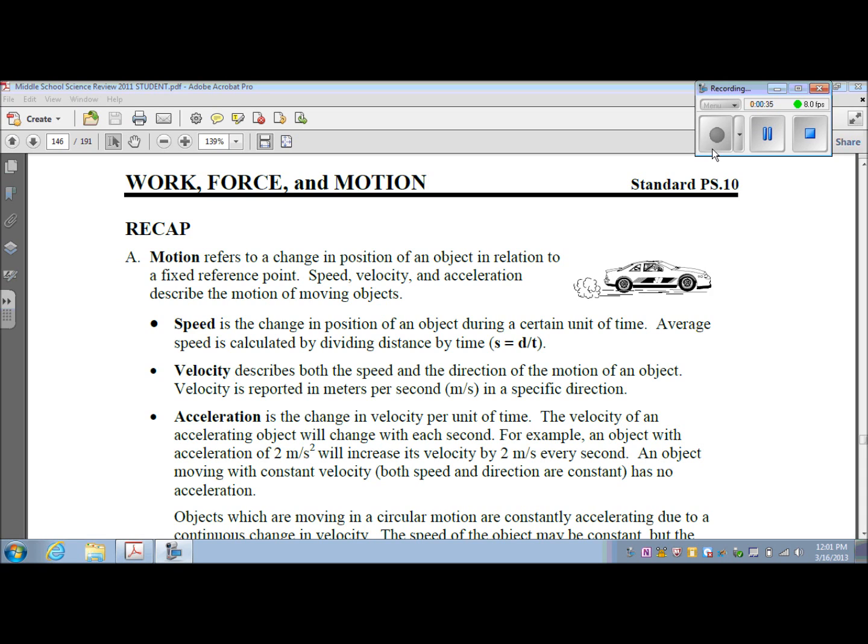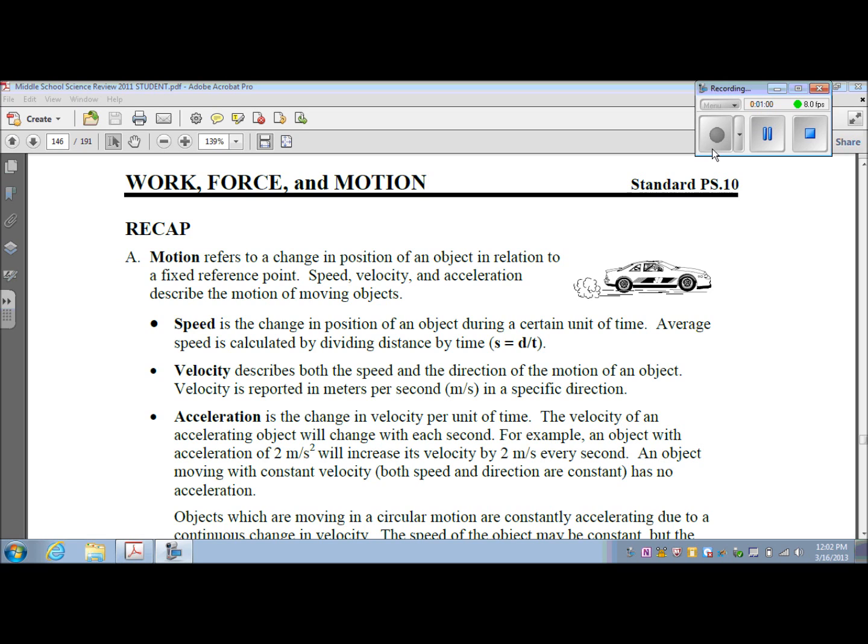Velocity describes both the speed and the direction of the motion of an object. Velocity is reported in meters per second in a specific direction, such as north, south, east, or west. Acceleration is the change in velocity per unit of time. The velocity of an accelerating object will change each second.